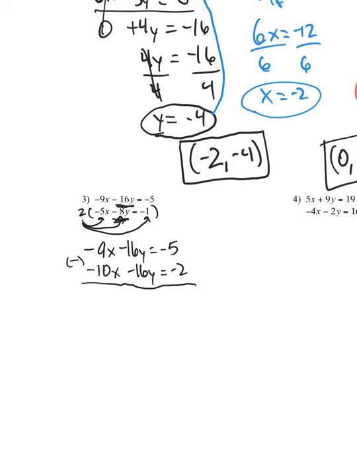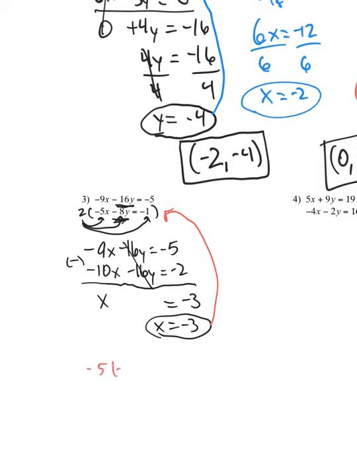-9x minus -9x, that's positive 1x. Double negative, so -16y becomes plus 16y, so those cancel to 0. Equals -5 minus -2, that becomes plus 2. So here we've got x equals -3. And again, needing to go back and plug into one of the originals, so I'll plug into the bottom one here.